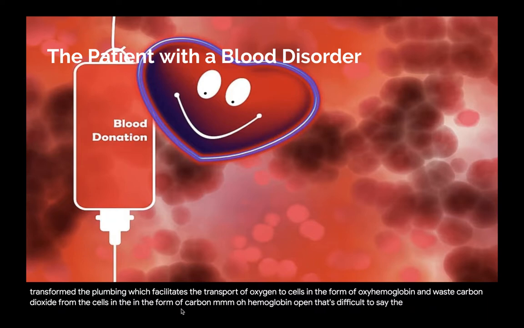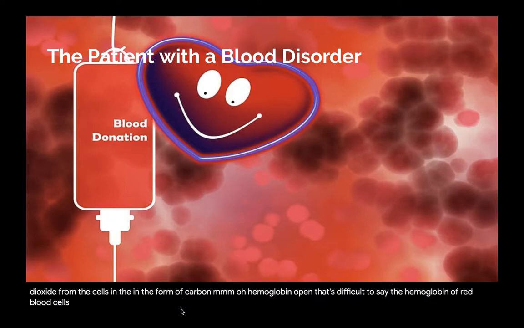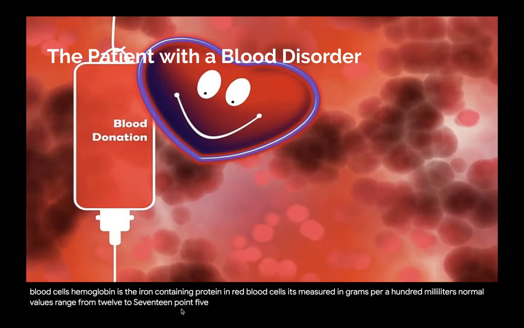The hemoglobin of red blood cells. Hemoglobin is the iron-containing protein in red blood cells. It's measured in grams per 100 milliliters. Normal values range from 12 to 17.5, depending on gender. Values below normal reflect an anemic state. Pathologic conditions may result when values increase above normal.